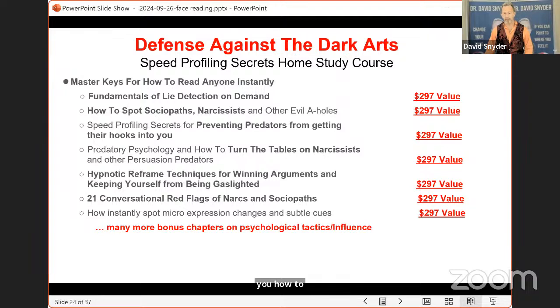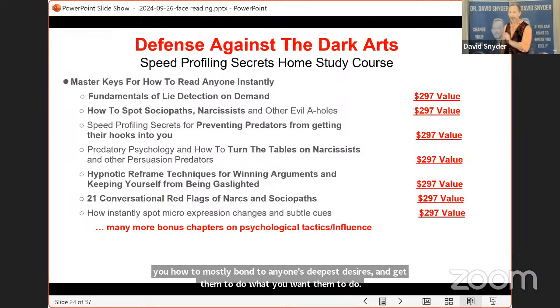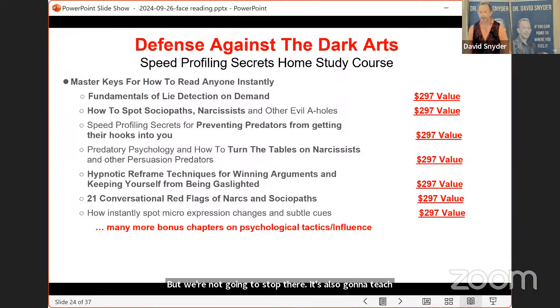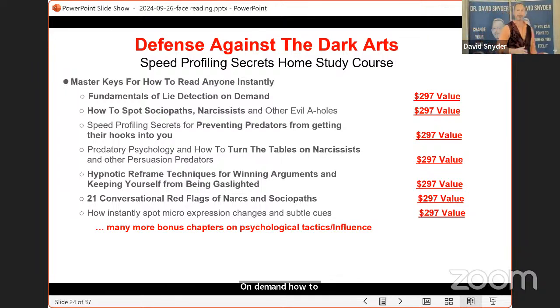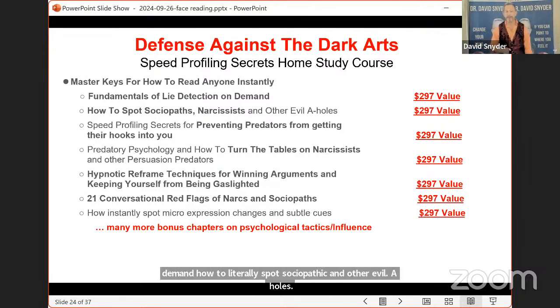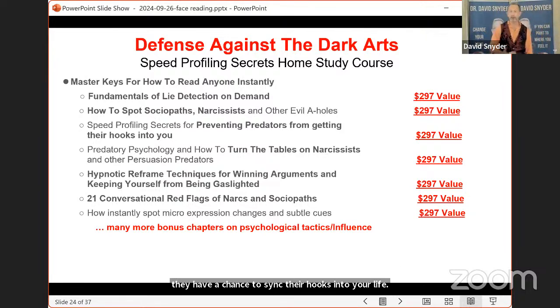But we're not going to stop there. It's also going to teach you the fundamentals of lie detection on demand, how to literally spot sociopaths, narcissists, and other evil a-holes before they have a chance to sink their hooks into your life or ruin the life you've built so hard for yourself.